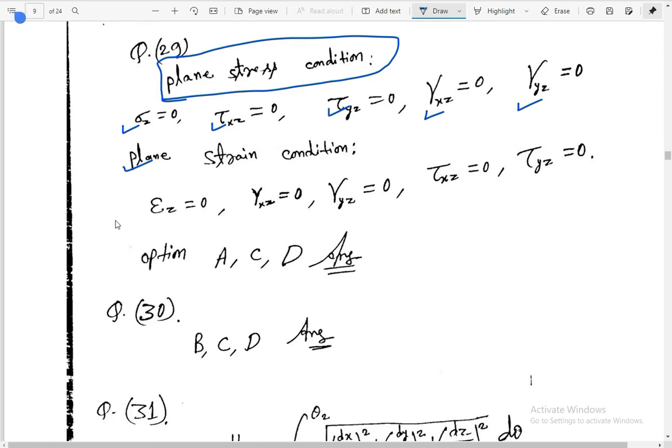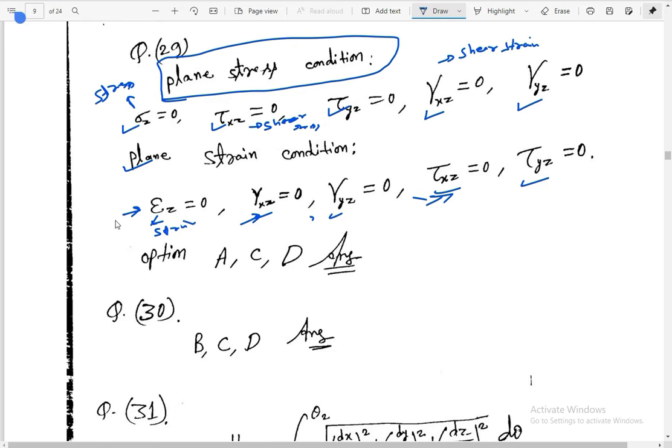epsilon z, gamma xz, gamma yz, tau xz and tau yz equal to 0. Okay, this is the strain. Epsilon means strain. Gamma is the shear strain. Tau is the shear stress and sigma is the stress. Okay, should I write here? This is stress, sigma. This is shear stress, tau. Gamma is the shear strain and epsilon is the strain.